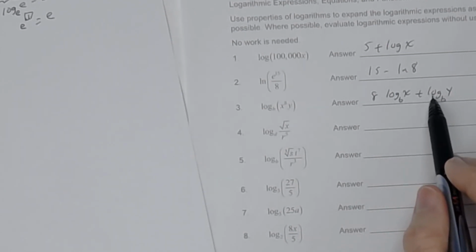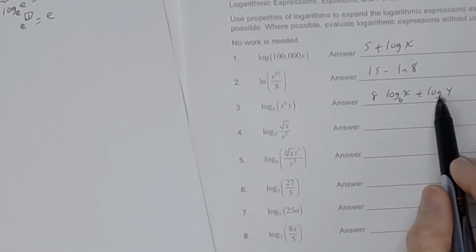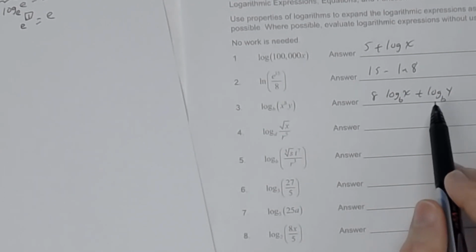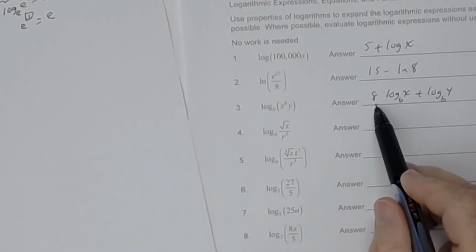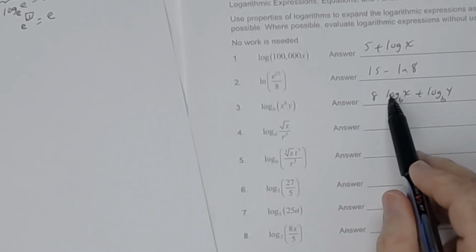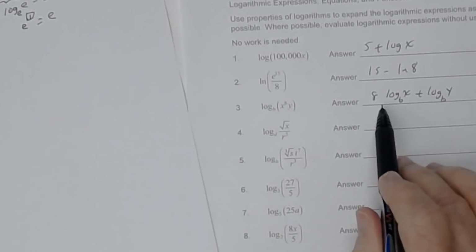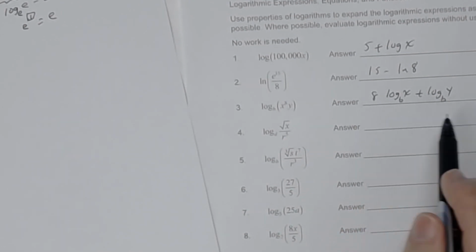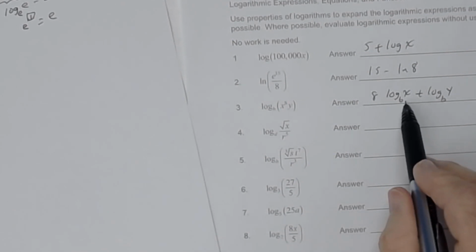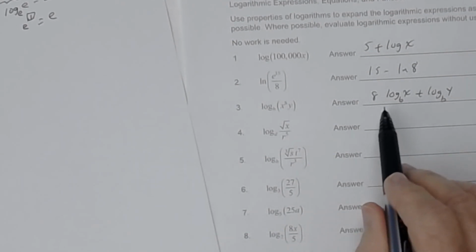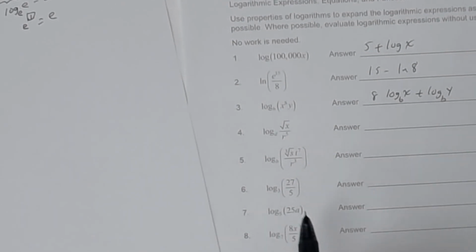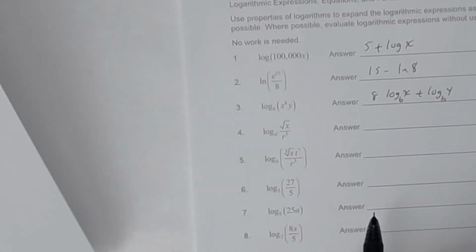The y is aligned with log, and the base is listed as a subscript. Make sure you write things mathematically correct. Now, I should not have put the 8 way out here, but that's fine. That means 8 log of x base b plus the log of y base b. I should have written it a little bit closer, but that's okay. All right, so that is number 3.